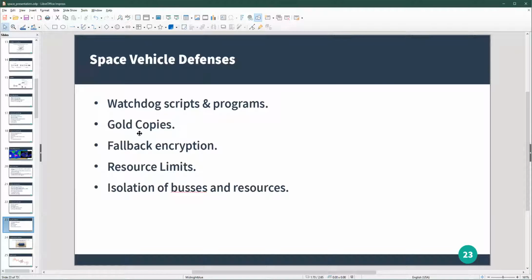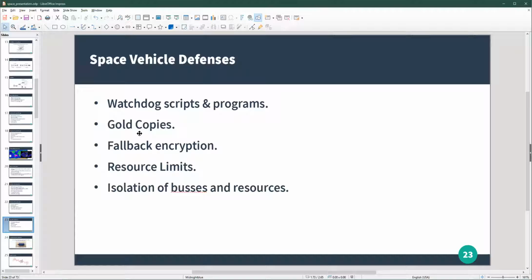All right, so what can we do to protect our spacecraft? We can have watchdog scripts and programs that make sure everything is going hunky-dory. We can have gold copies to fall back on, so if something goes bad on the spacecraft, we have a way for it to reset to a known good state at all times. We can have fallback encryption, so if an encryption scheme fails, we have another set of encryption that we can use instead before going into full decrypted mode.